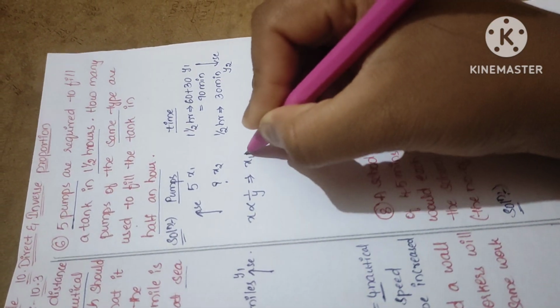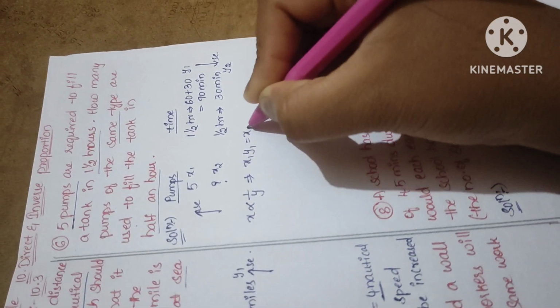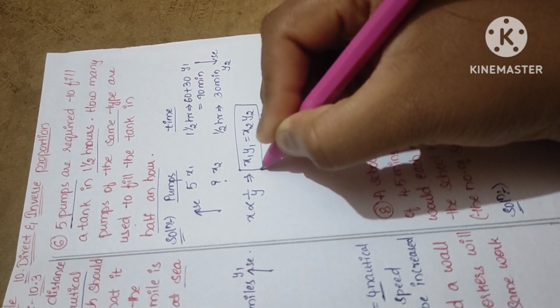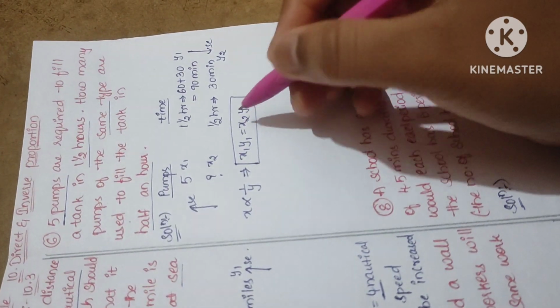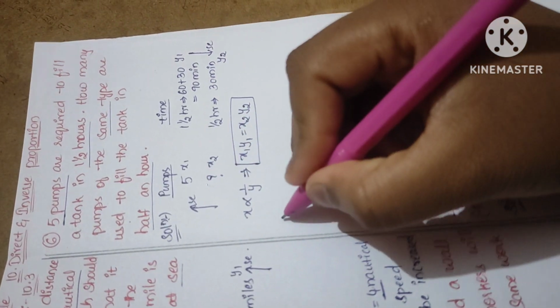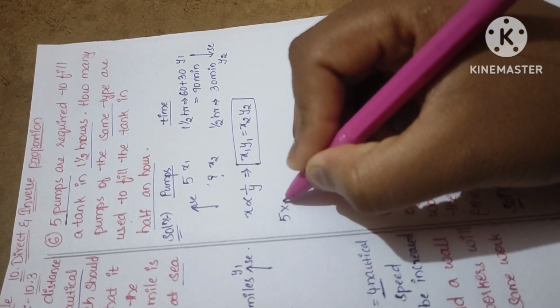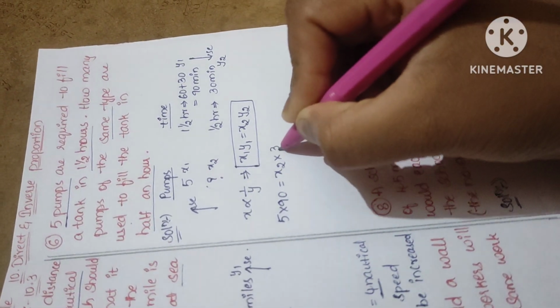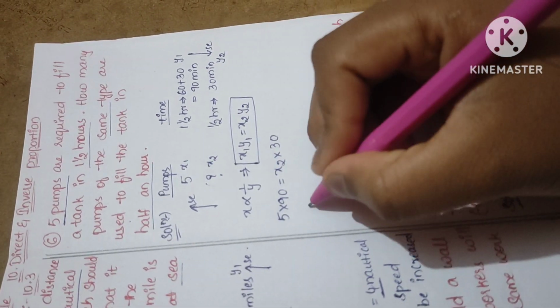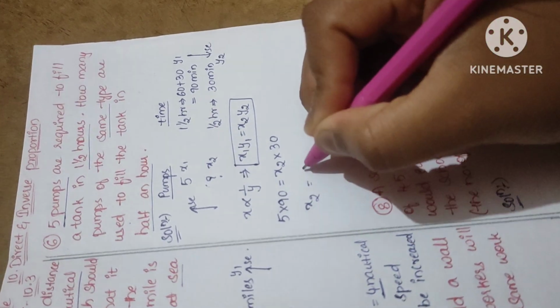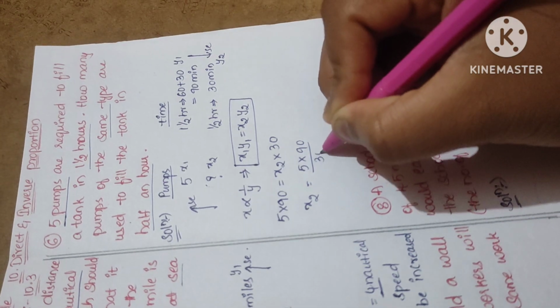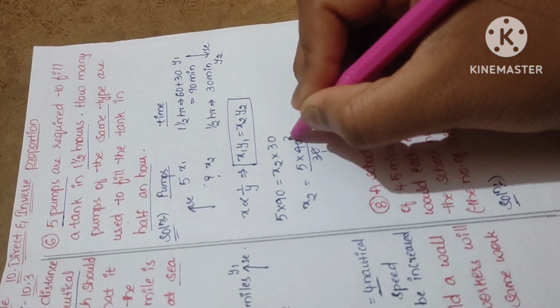So let's write the formula for inverse proportion. x is inversely proportional to y. What is the formula? x1 y1 equals x2 y2. Now substitute the values of x1, y1, y2 to get the value of x2. So x1 is 5 into y1 is 90 equals x2, which we have to find out, into y2 is 30. To get the value of x2, we have to send this into 30 to the left side. It will become divided by 30. So x2 equals 5 into 90 by 30.